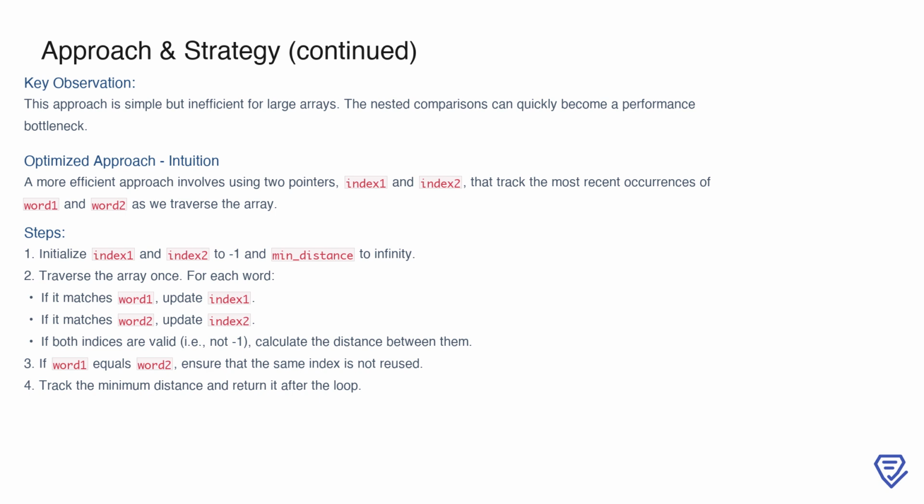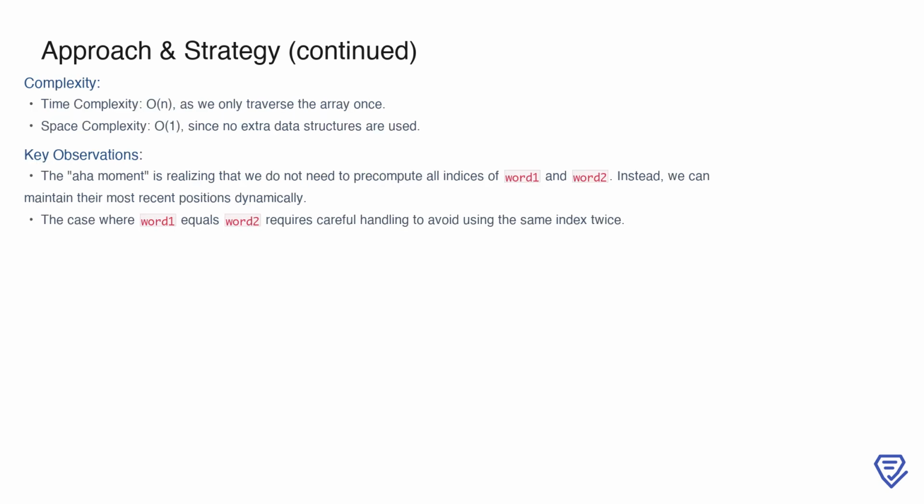For the special case where word1 and word2 are the same, we ensure that the same index is not reused, maintaining the integrity of the solution. At the end of the traversal, the smallest distance is returned. The optimized approach offers significant improvements over the brute force method in terms of complexity. By traversing the array just once, we achieve a time complexity of O(n). Additionally, the space complexity remains O(1), as no extra data structures are utilized. The key realization here is that we don't need to pre-compute and store all the indices of word1 and word2.